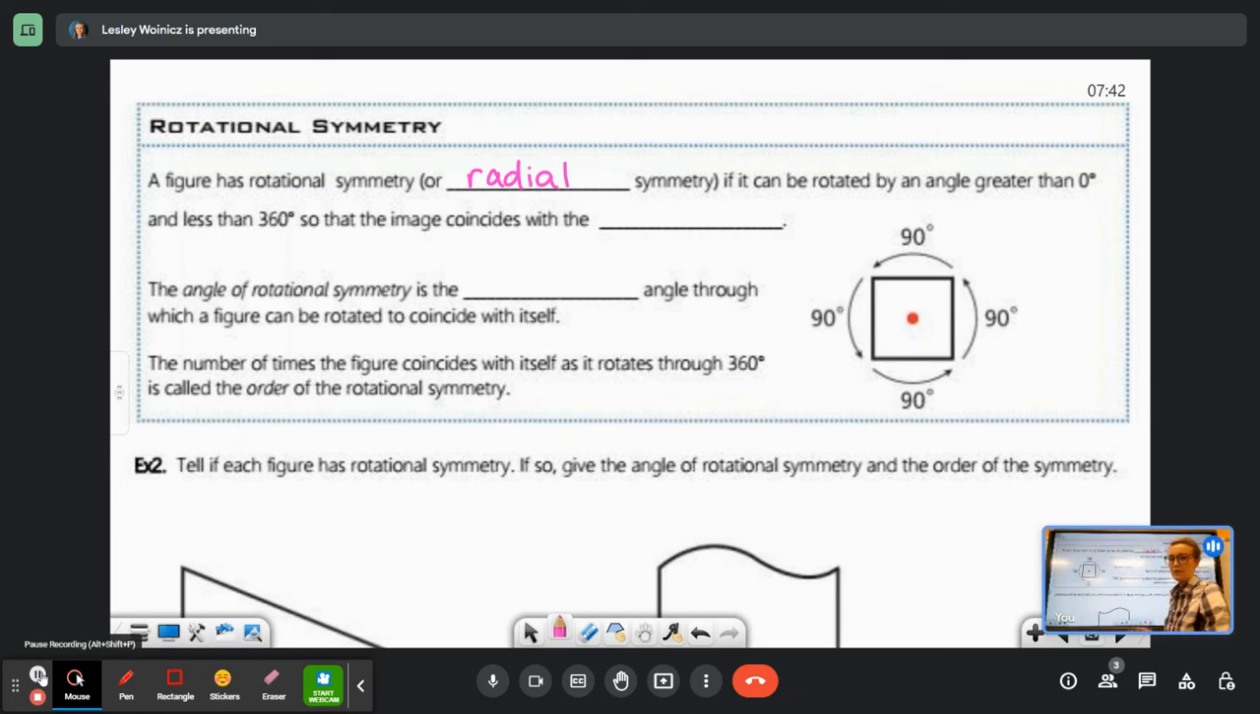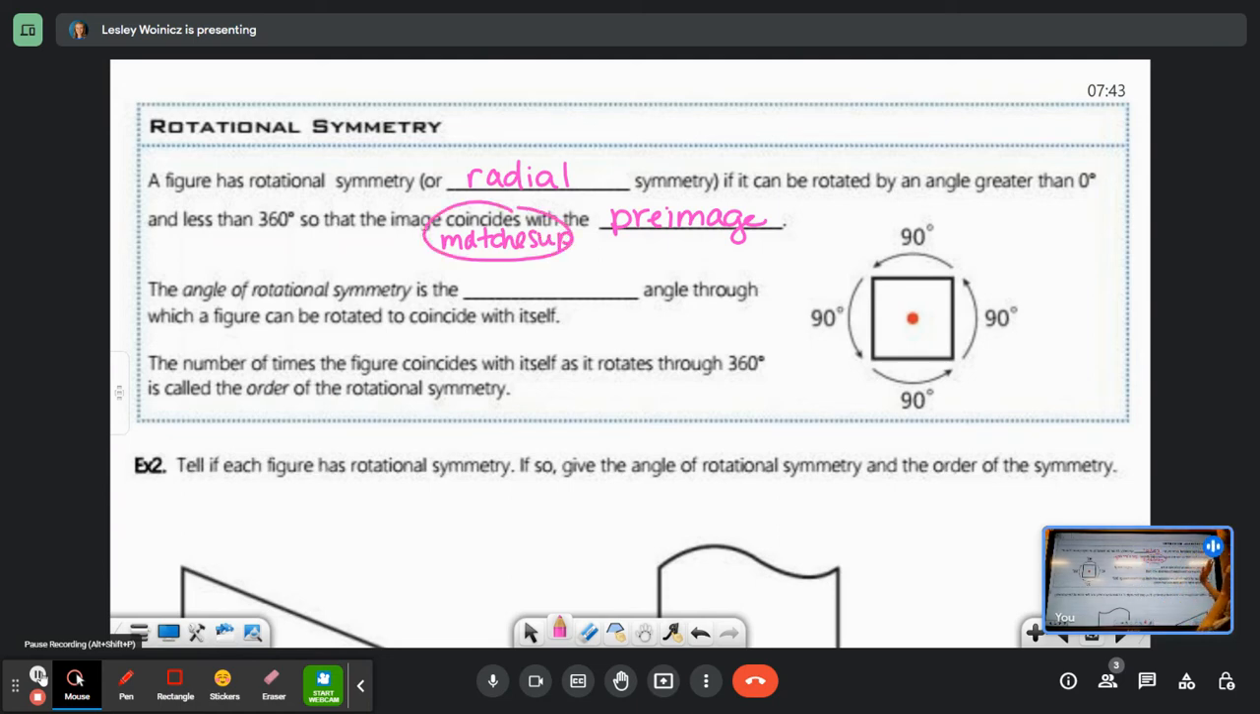Okay, you might have heard about radial symmetry when talking about a starfish or something. It has radial symmetry if it can be rotated by an angle greater than 0 degrees and less than 360 degrees, so that the image coincides with the pre-image. Oh, there's no dash. I feel like I want to put one there, but there's not. So remember we said coincides means it matches up?